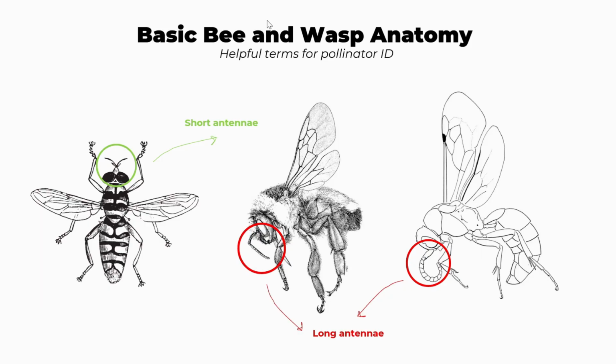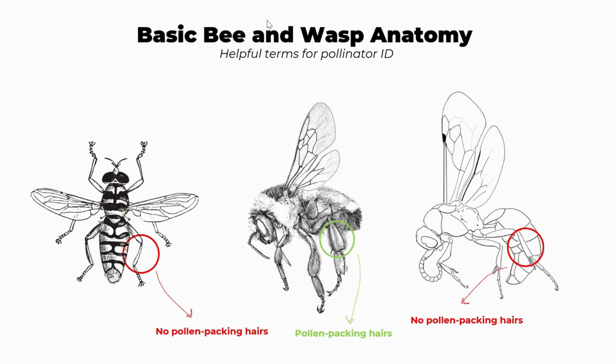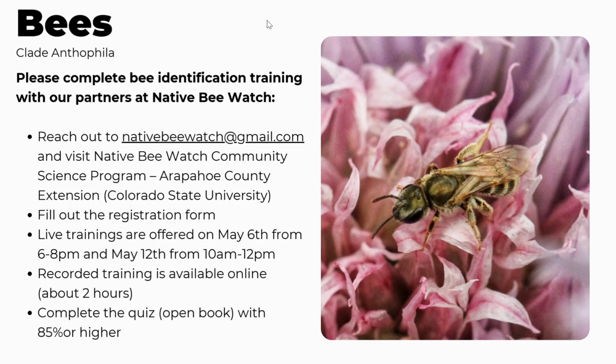An extra difference is going to be with the wings. So bees and wasps will have 2 pairs of wings, and flies are going to have 1 pair of wings. And last but not least, we advise to look at the legs. Flies will not have any pollen-packing hairs, while bees will have them, and wasps will also not have this hair. Finally, this was just a short introduction to bees.